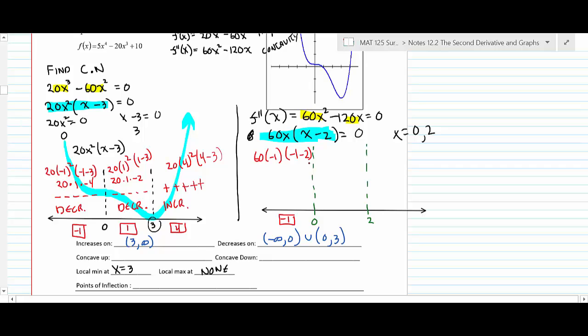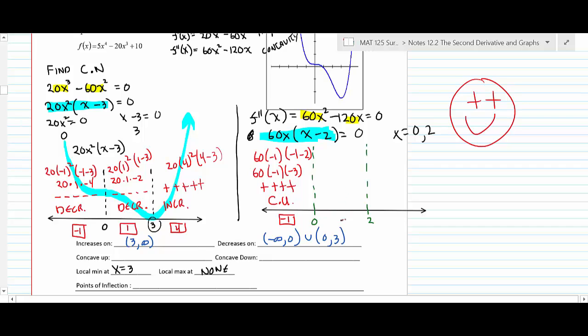What is that? It's a negative times a negative, so it's positive. Yeah, this is really 60 times -1 times -3. It's two negatives, so that's going to be positive. So what does that tell you about concavity? You're smiling, concave up. Okay, don't forget that happy face. So we'll just write a note to ourselves that we are concave up right there.